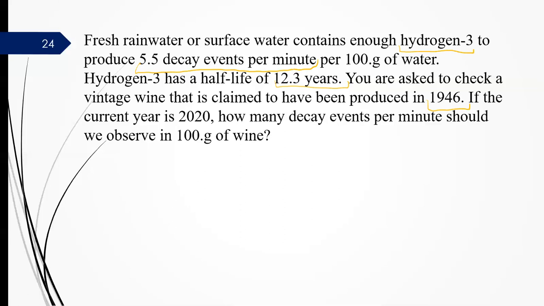Now that it's been corked, our H3 is kind of locked into place. So from there, it's only going to start to decay. And so what we want to know is, if we're in 2020, how many decay events per minute should we observe?